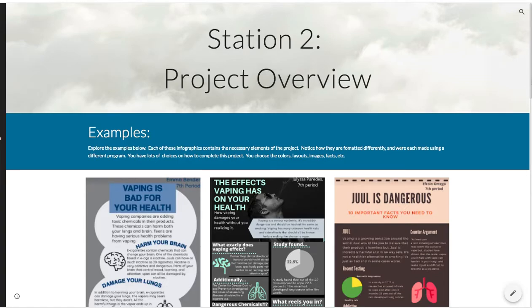This is your project overview. This is kind of where you get a grasp on everything that is expected of you within this project. And then we're going to break it down into smaller pieces, but you'll see some examples here and I'll go over the requirements with you so that you know exactly what it is that you're being asked to do.